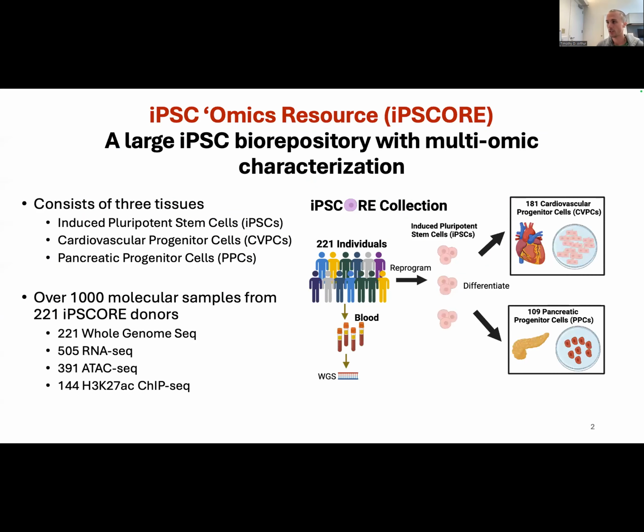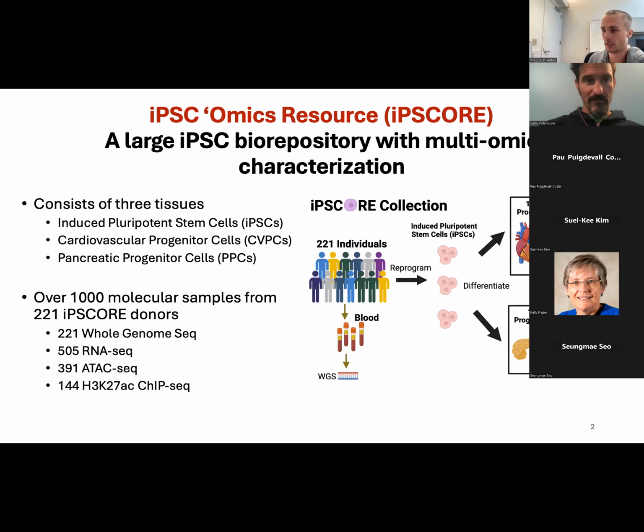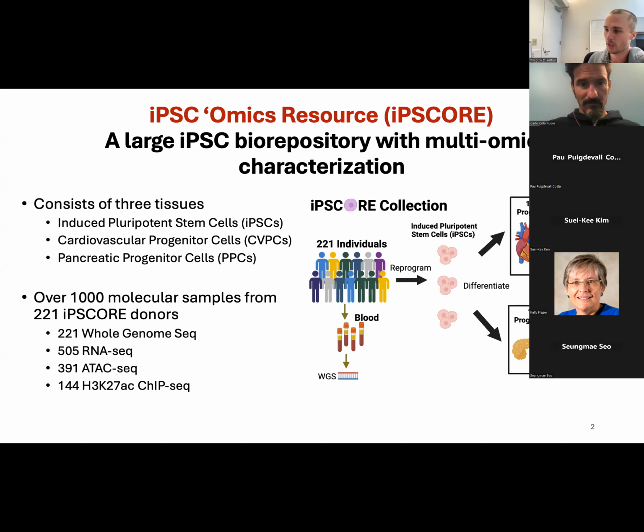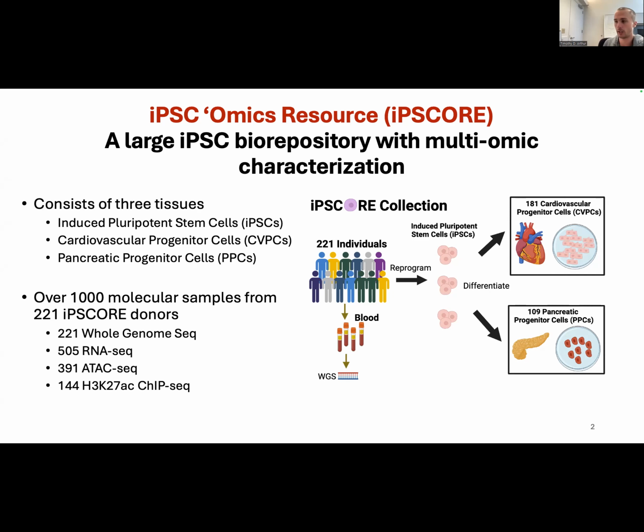So the iPSC Omics REsource, or iPSCORE, is a large biorepository of iPSCs with multi-omic characterization. It consists of 3 tissues: the iPSCs themselves, and derived cardiovascular progenitor cells and pancreatic progenitor cells, which I'll refer to as CVPCs and PPCs throughout this talk. Over 1,000 molecular samples have been generated on these cells, and there are over 221 iPSCORE donors. Of the molecular data types we have whole genome sequencing, RNA-seq, ATAC-seq, and H3K27 acetylation ChIP-seq, as well as others that I won't really talk about today.